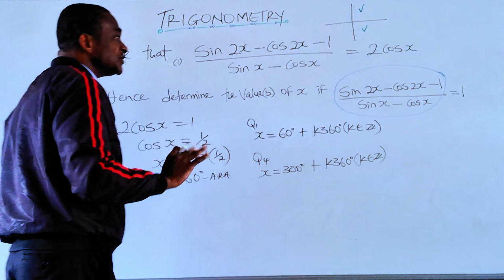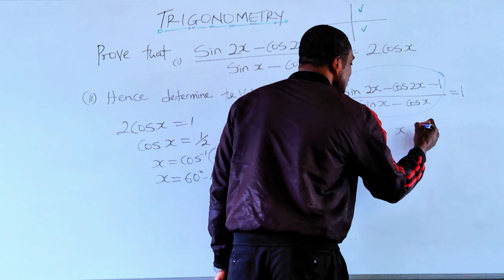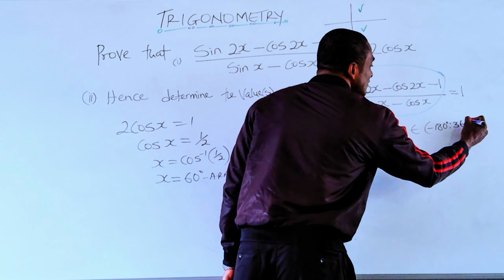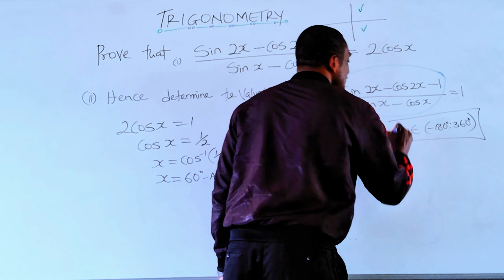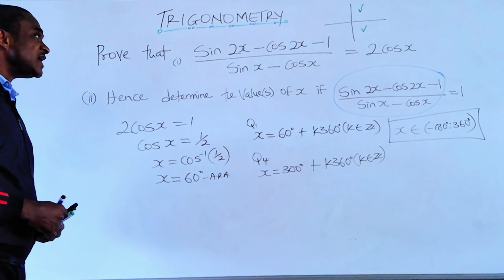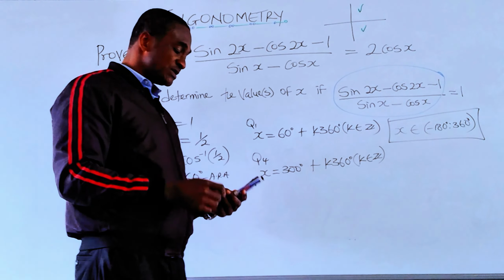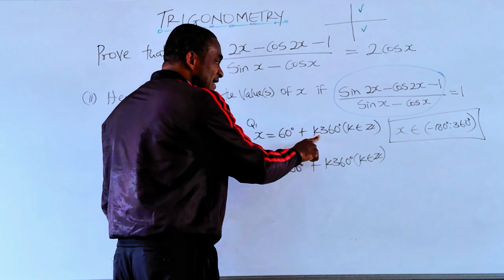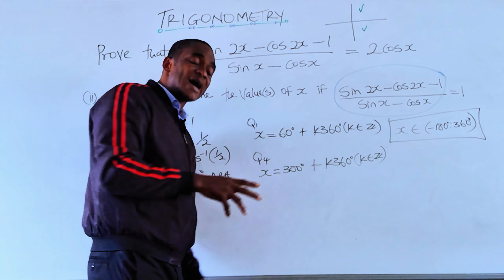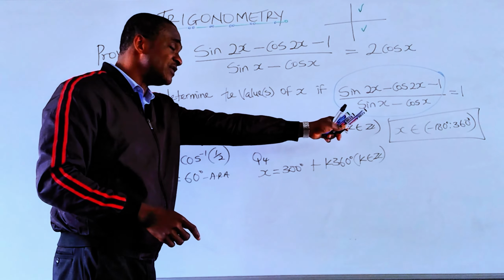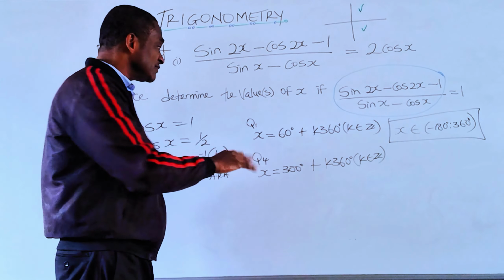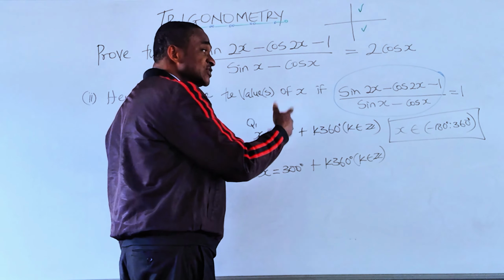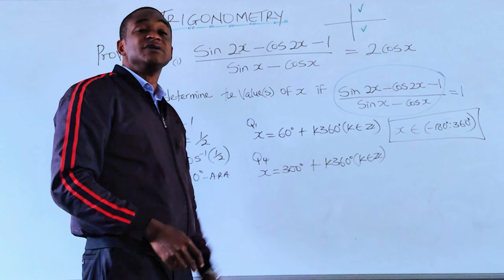Let's restrict this and use it as an example. If they say that x is an element of negative 180 to 360, let's place our own restriction on it. These will be the values of x that are needed for this expression. First things first, if we make k negative 2, that's 720, so high it cannot fit into the restriction, or the range of values given. If we make k negative 1, it becomes 60 minus 360, which is minus 300. It cannot fit in there as well.